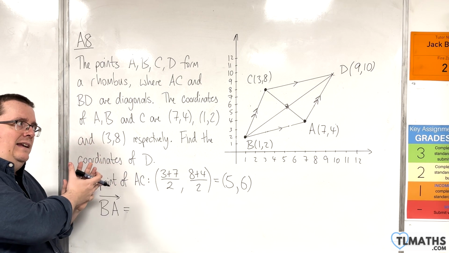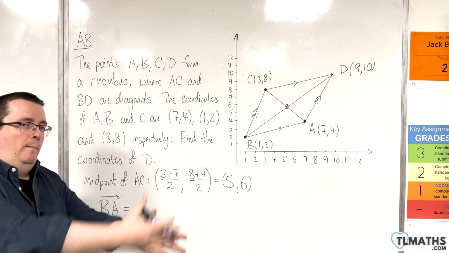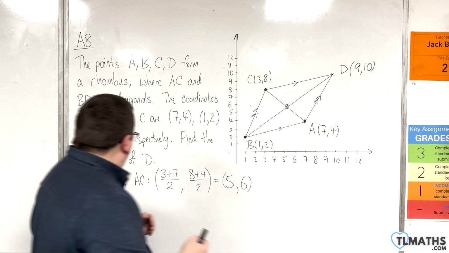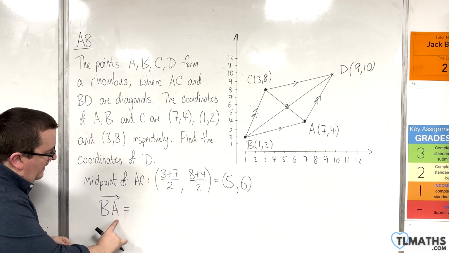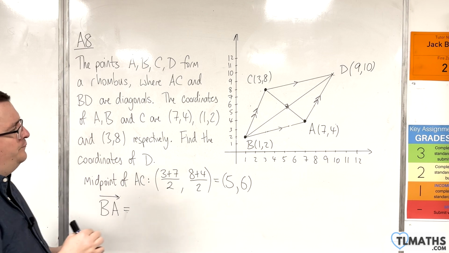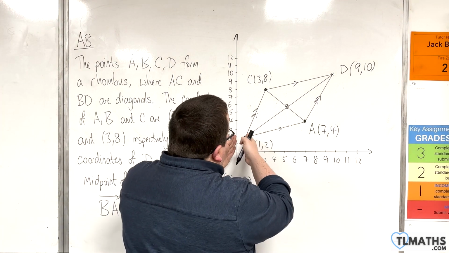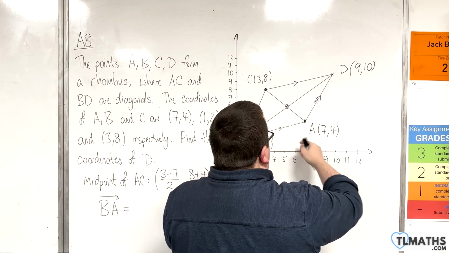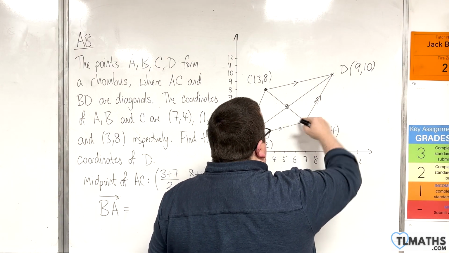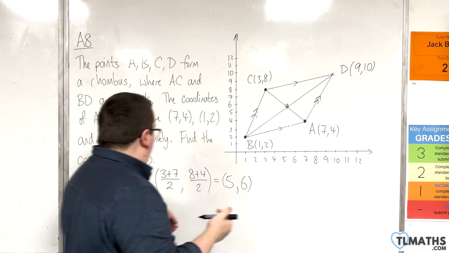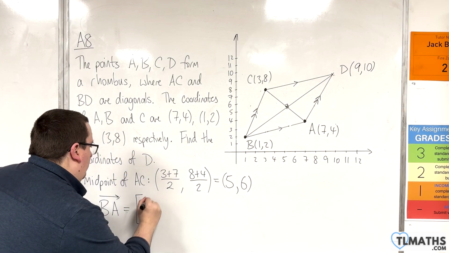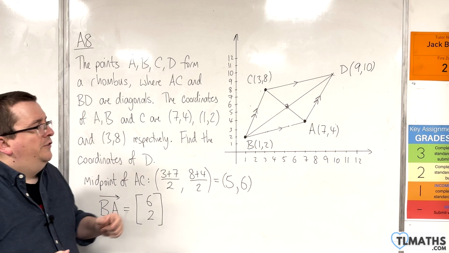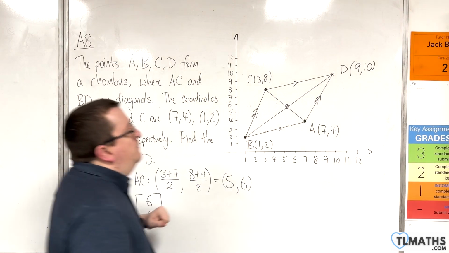What exactly they do is they tell you how to get from one point to another. So if I want to get from B to A, and I can identify that by putting B then A and this arrow on the top, what I need to do is I need to go from 1 to 7, so I need to go 6 along, and then from 2 to 4, and then 2 up. So 6 along and 2 up. So we write it like this, so 6 along and 2 up. So that's how we get from B to A.